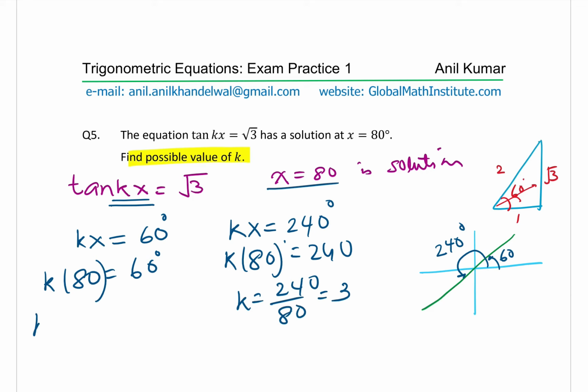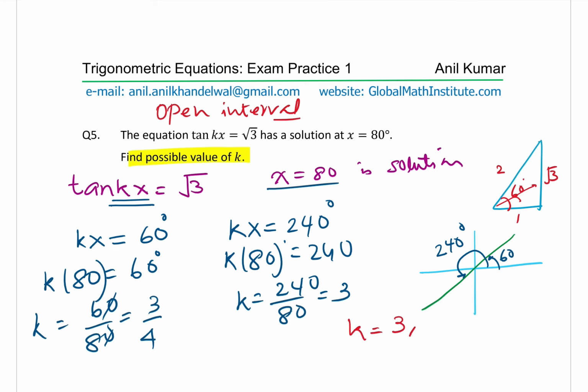That is one answer. The other I could write as 60 over 80, maybe a fraction, 3 by 4. But those could be two answers when we are considering a domain of 360. But remember, this is an open question, right? So this is like an open interval. You could write many other values of k. So we got two values here. One is 3, one is 3 by 4, and so on. We could actually write more values. Perfect. Anyway, so those two are good enough for us.